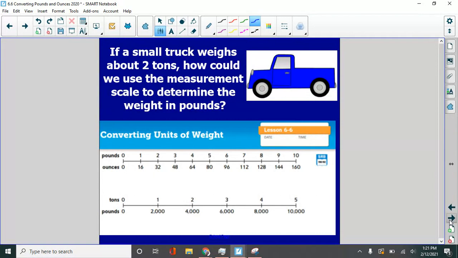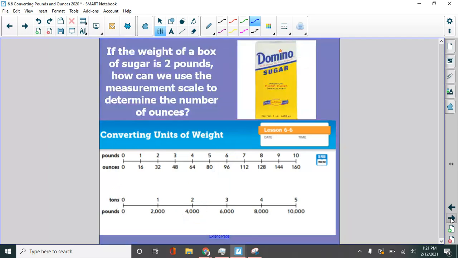If a small truck weighs about 2 tons, how could we use this scale, right? So the truck weighs 2 tons. We need to figure out how many pounds it weighs. How? Don't just tell me the answer. How would you do that? You would come down here. You would find tons to pounds, because that's what we have to do. Change from tons to pounds. We would go to the 2, which is right there, look across and see the answer, 4,000 pounds. Now you can see why I'm saying you can't pick up anything that weighs 2 tons.